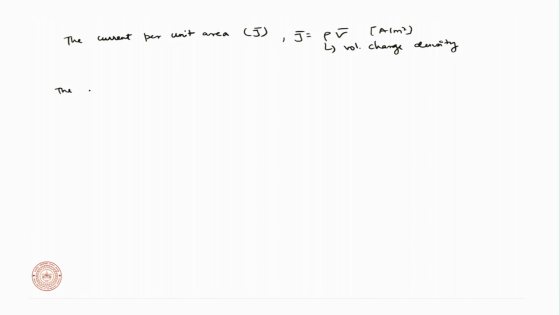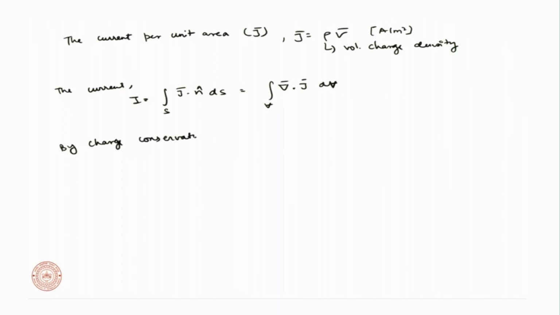Therefore, the current I is equal to the integration over a given surface of a loop of J vector dot n cap into dS, which you can convert by the Gauss divergence theorem into a volumetric integral of del dot J into dV. Now, if we substitute our rho into this, by charge conservation, we can also say that I is equal to minus integral of del rho by del t into dV.